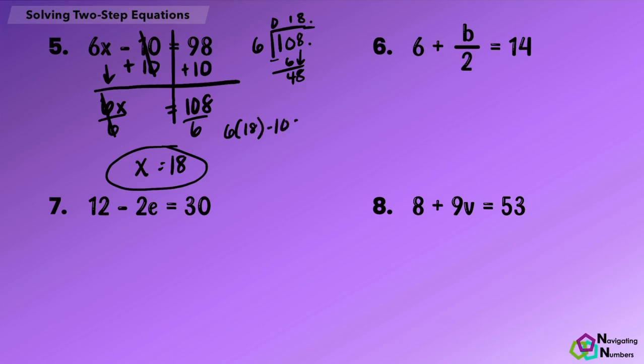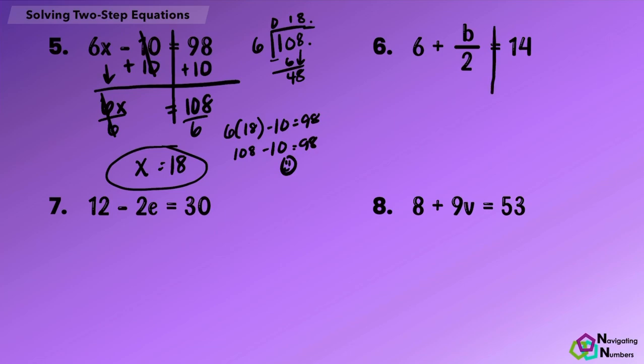So we have 6 times 18 minus 10 equals 98. So if we work out 6 times 18, that is 108. 108 minus 10 equals 98, which is true. So x equals 18.